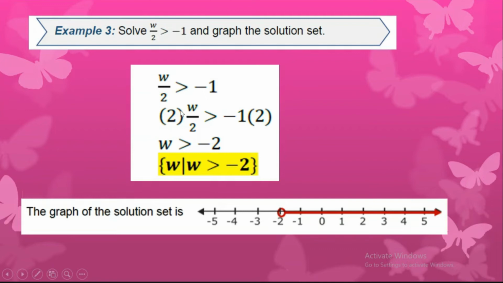So on the left side of the inequality, cancel 2, we have w. Or 2 divided by 2 is 1 times w is w, is greater than negative 1 times 2 is negative 2. So we have the solution set w such that w is greater than negative 2. For the graph of our solution set, we have all numbers to the right of negative 2, excluding negative 2. So we have an open circle at negative 2.